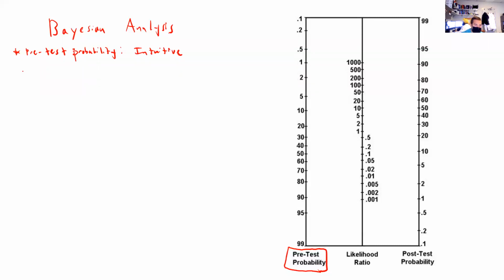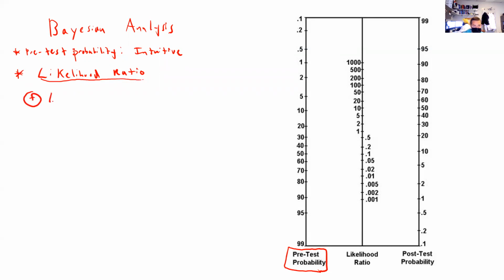The next one is likelihood ratio. So what is a likelihood ratio? A likelihood ratio is basically how powerful a finding is for ruling in or ruling out a disease.